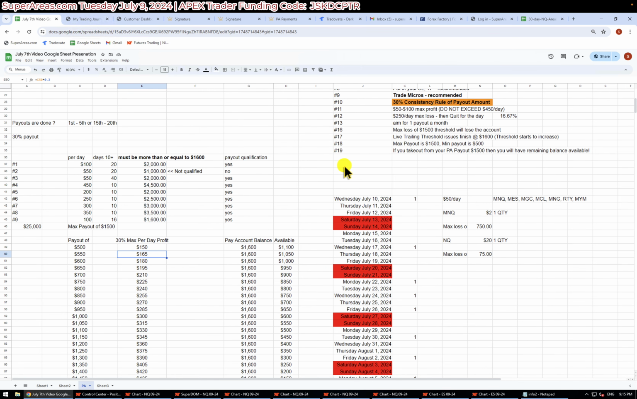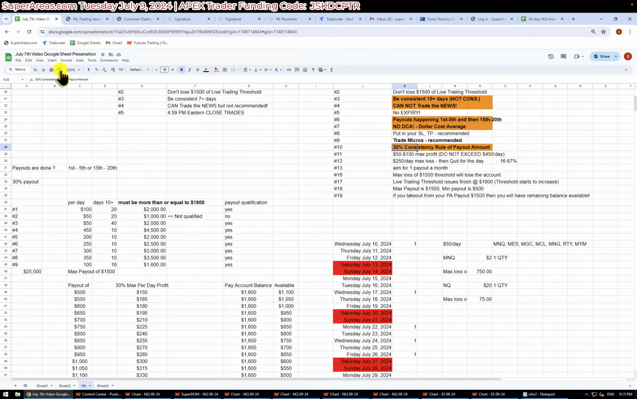But the idea is that you don't want to make 700 in one day and then $20 in the next day. So they have a rule of making sure 8 days are at least consistent. 2 days can be micros, no problem, but 8 days are fully consistent. So that's the goal. So that is an actual rule as well, that your trailing finishes at $1,600, and of course that is a rule as well, that your max payout is this.